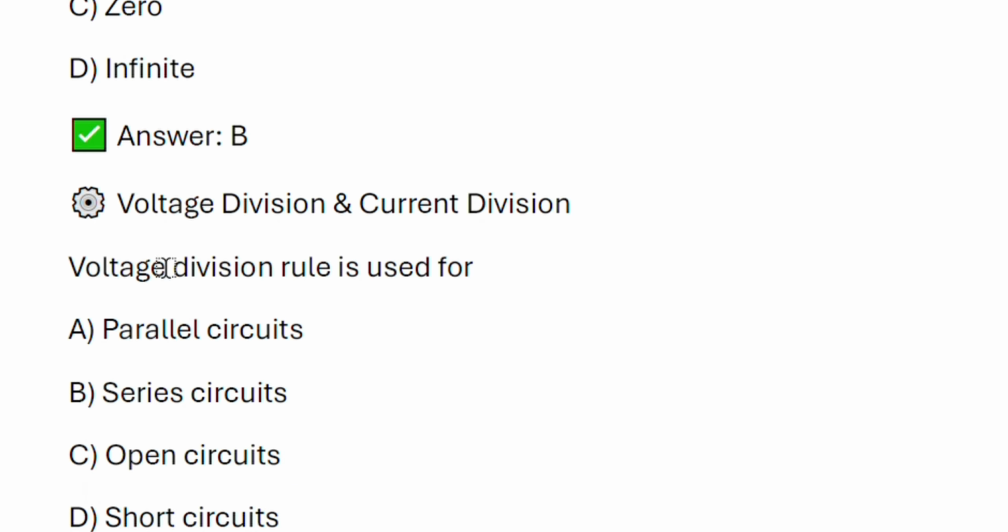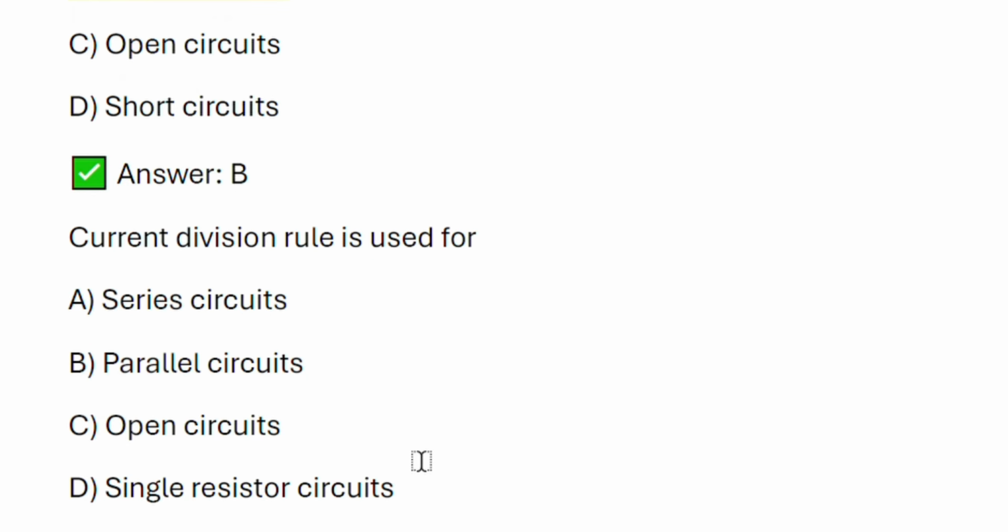Next question. Voltage division and current division से हम लेंगे. The first question: the voltage division rule is used for parallel circuits, series circuit, open circuit, short circuit. The correct answer is option number B, series circuit. Next question. Current division rule is used for series circuit, parallel circuit, open circuit, single resistor circuit. The correct answer is option number B.